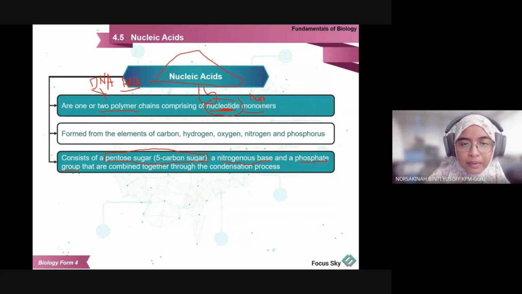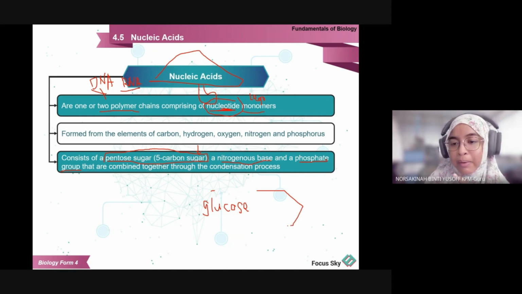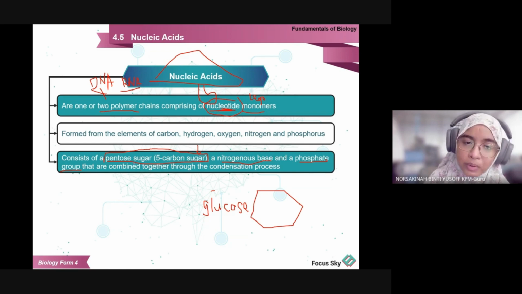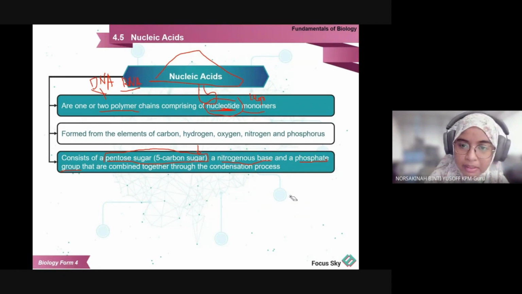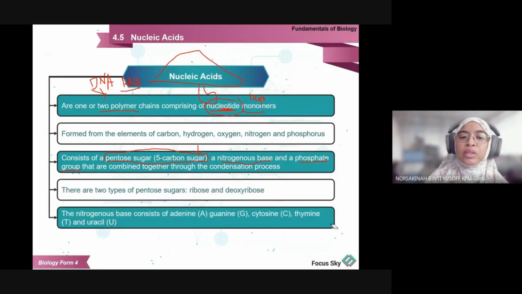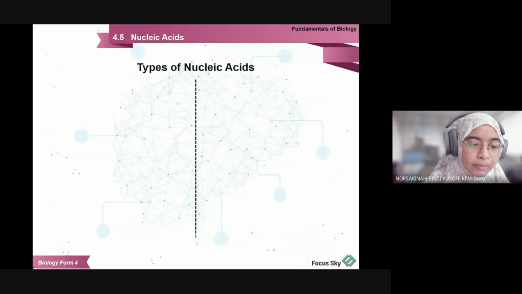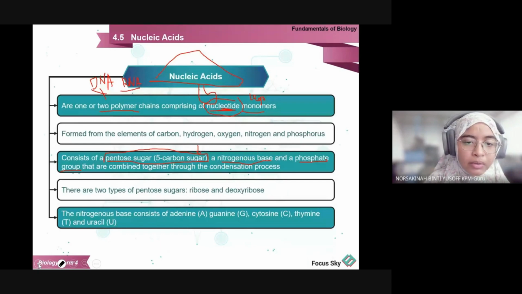Now, when it says sugar over here, it really means sugar. You know the glucose that we keep saying, the famous glucose? Glucose is a hexose sugar, because it has 6 carbons, and its shape is like a hexagon. Now, pentose looks like a pentagon, hence the name. Let me erase this. So there are 2 types of pentose sugar, which are ribose and deoxyribose.